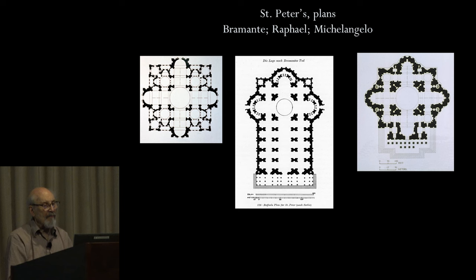Four plans. Bramante's plan, absolutely bilateral symmetry in all directions. Raphael did another plan. He was not an architect so much as a painter. But look how Michelangelo pulled it all together and made it more compact, though in fact it was given a longer nave in the long run.